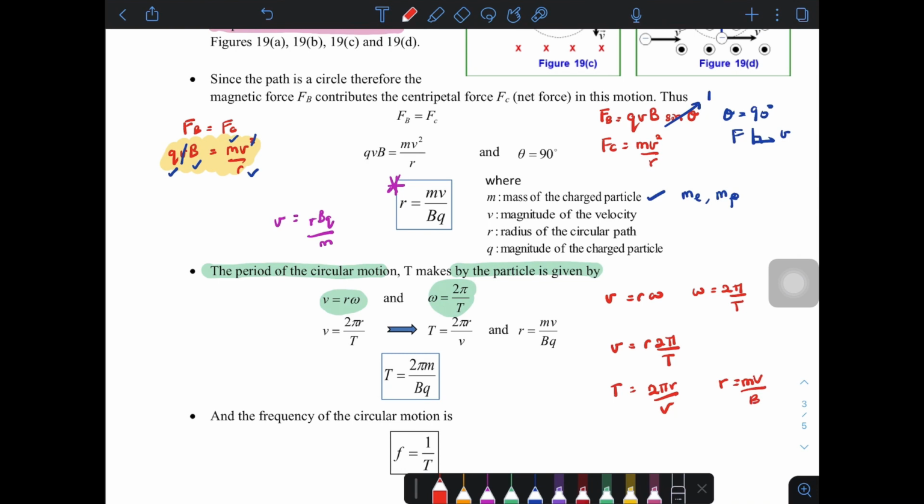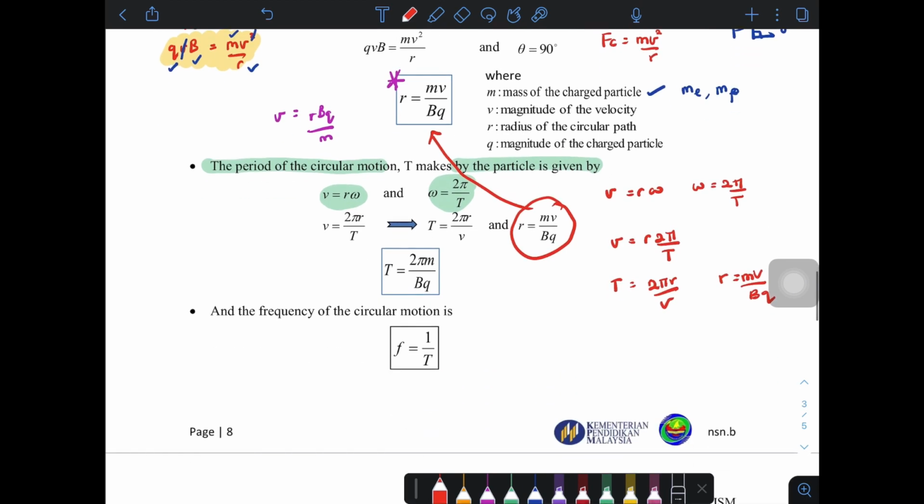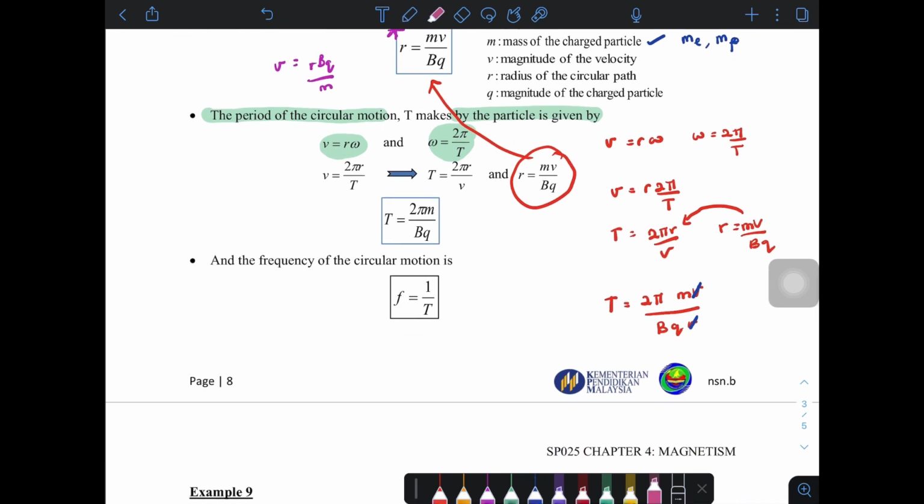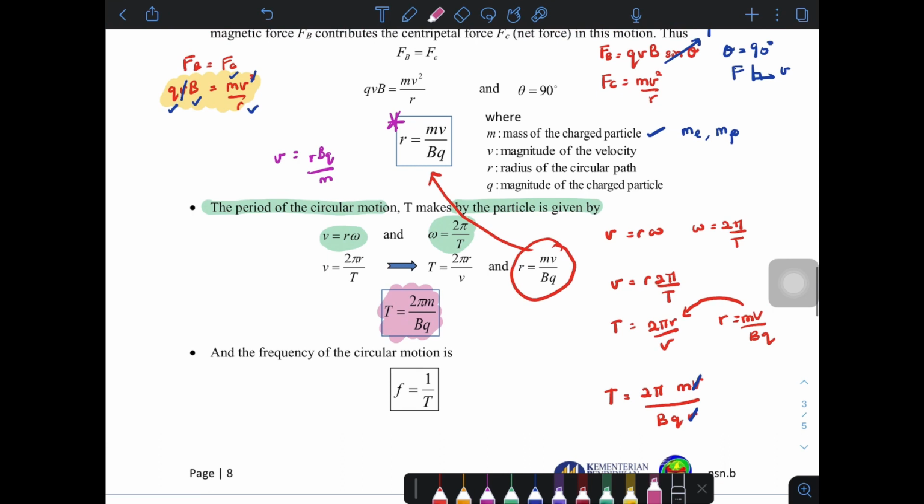and kita tahu R is equals to mv over bq. Mana R equals to mv over bq? Kita ambil daripada yang kita dah derive tadi. Okay, we just substitute this R equals to mv over bq ke dalam this equation. Kita akan dapat T is equals to 2 pi mv over bqv, and we can cancel the v. That's why kita akan dapat T is equals to 2 pi m over bq. Okay, this is the period untuk satu pusingan of a charge in a uniform magnetic field.